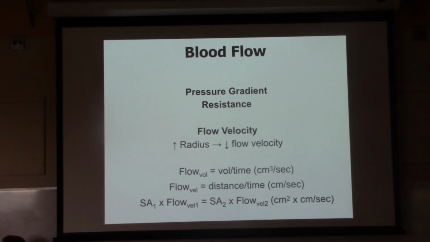And then where do the centimeters come in? The surface area is measured in square centimeters. The velocity is measured in centimeters per second. And then the width here is supposed to represent how fast the velocity is, so that the total volume of this cylinder should equal the total volume of that cylinder over a given amount of time.